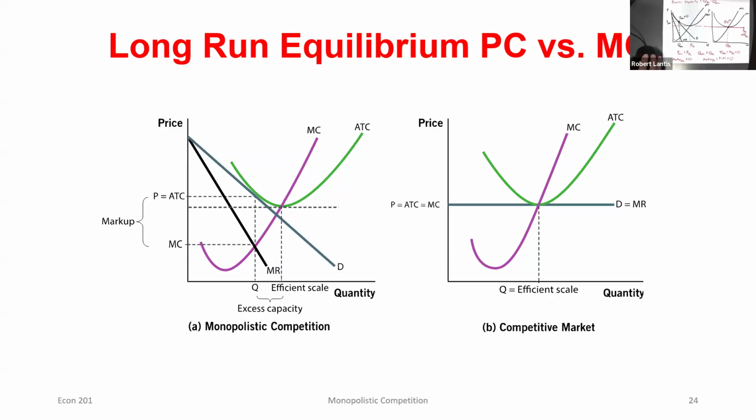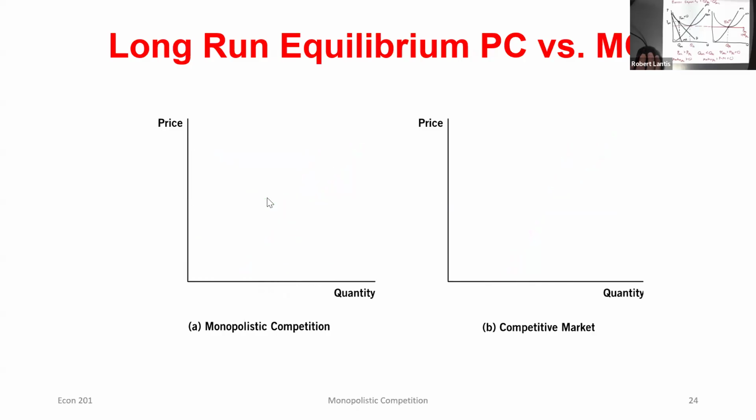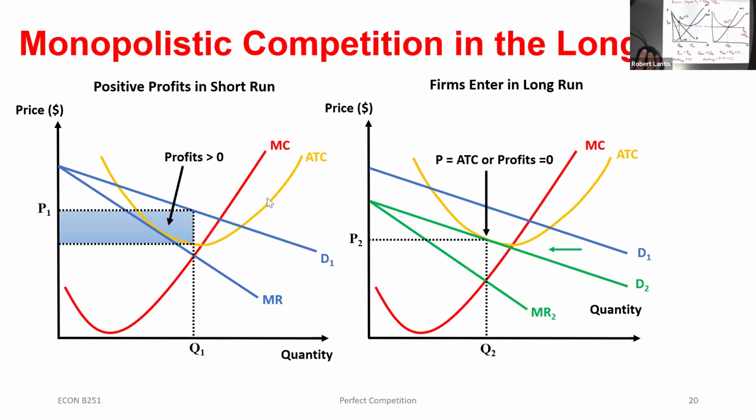So it operates in a slightly different way than perfectly competitive markets. Remember, we said when there were positive profits for a perfectly competitive market, firms entered, and it still decreased the demand curve. It's just that their demand curve was horizontal. The same thing applies, right? When firms enter a monopolistically competitive market, it's that same decrease in demand. It's not a horizontal demand curve. It has some downward slope to it. Okay.